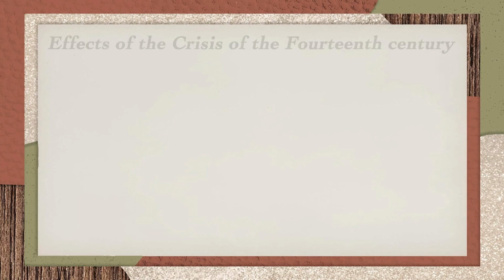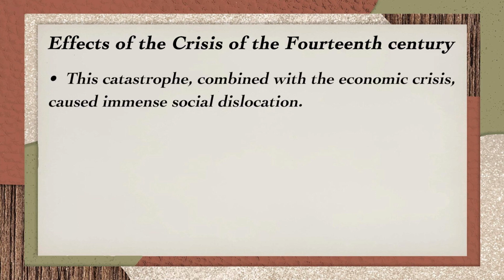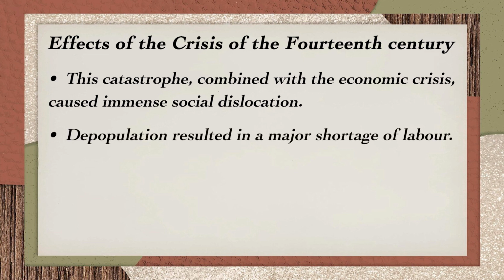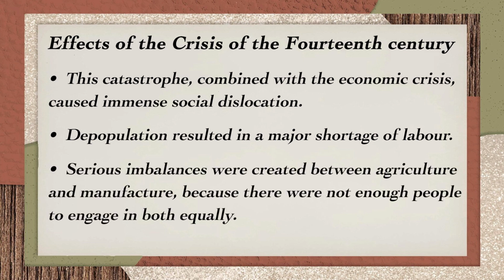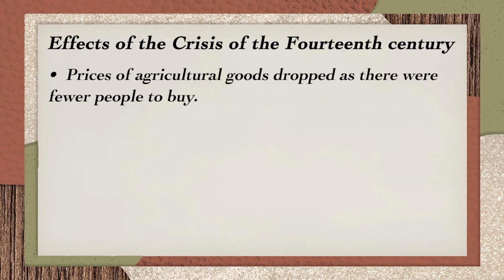Effects of the crisis of the 14th century. This catastrophe, combined with the economic crisis, caused immense social dislocation. Depopulation resulted in a major shortage of labor. Serious imbalances were created between agriculture and manufacture because there were not enough people to engage in both equally. Prices of agricultural goods dropped as there were fewer people to buy.